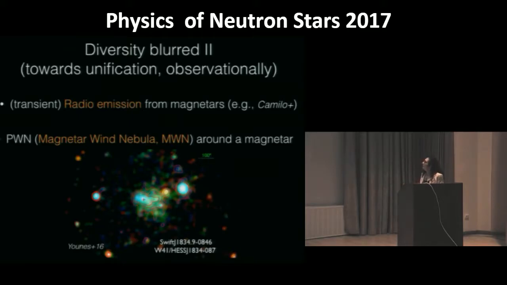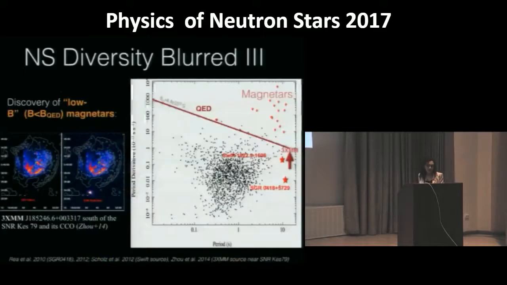namely the discovery of transient pulsed radio emission from some magnetars, and excitingly, the discovery of a pulsar wind nebula, or magnetar wind nebula, around this magnetar, possibly associated with supernova remnant W41. And also the discovery of what are called low magnetic field magnetars. These are three pulsars which have a measurement of B much lower than the QED value, basically blurring the common assumption that magnetars are associated with high B pulsars, but rather can be associated with pulsars with a dipolar field very similar to traditional radio pulsars.